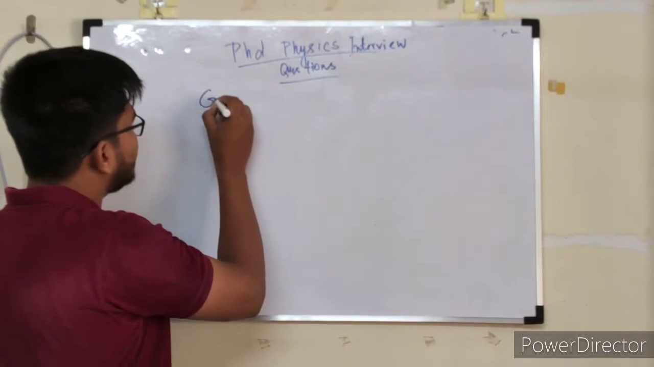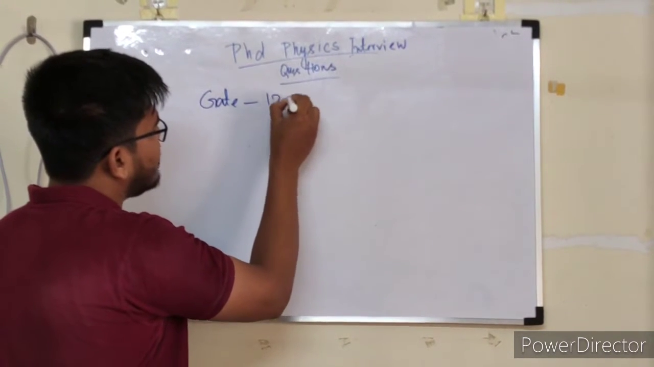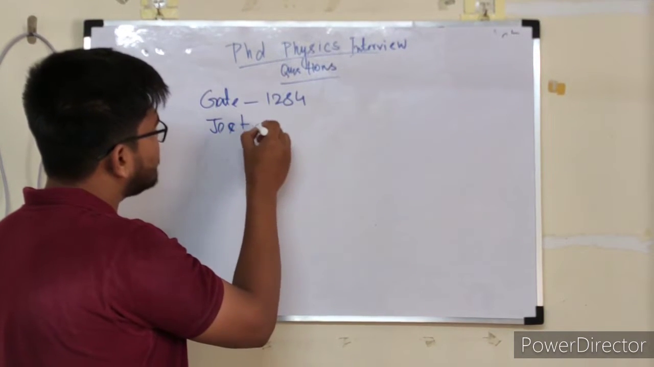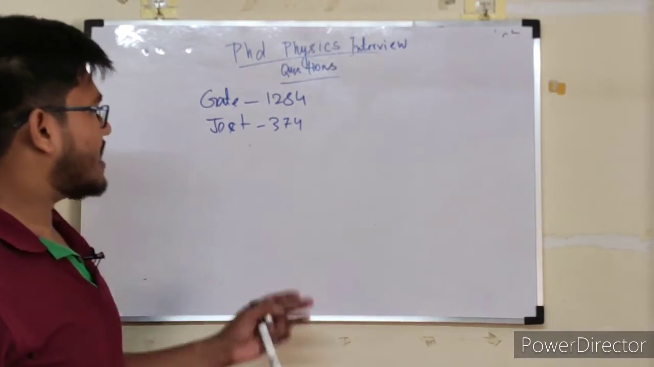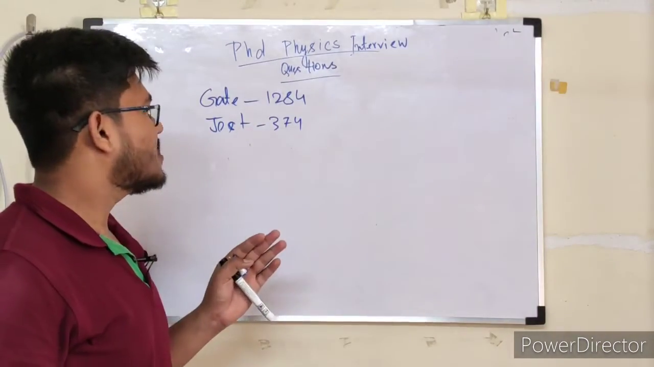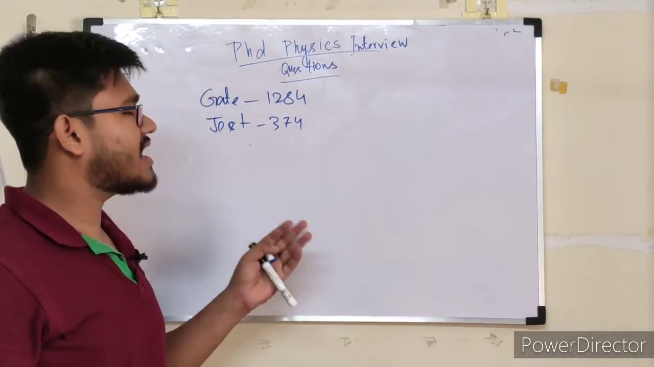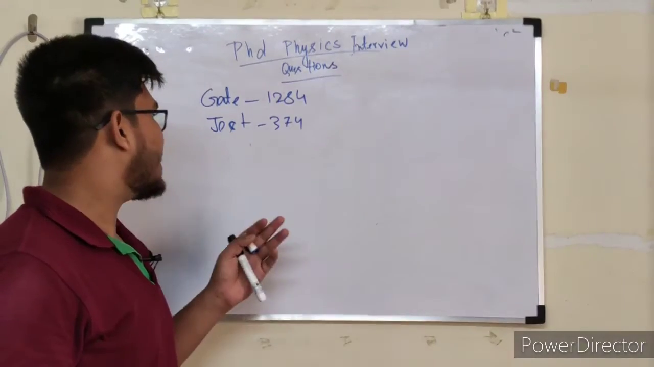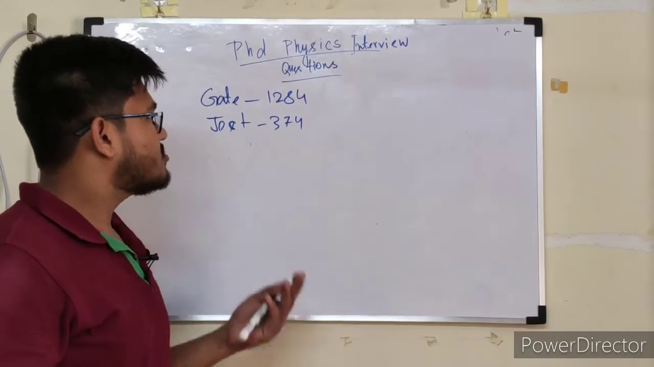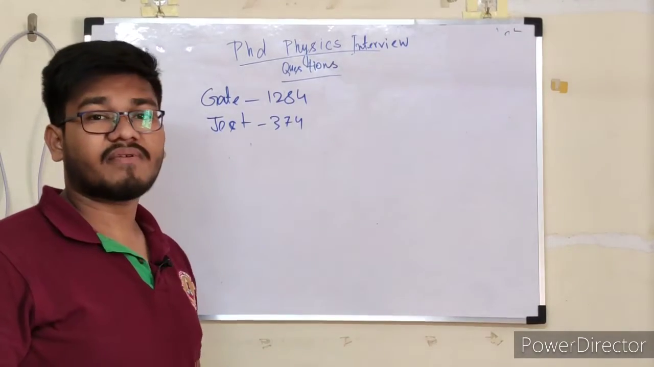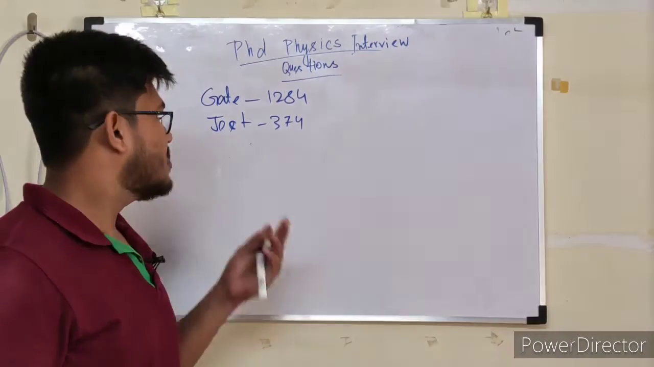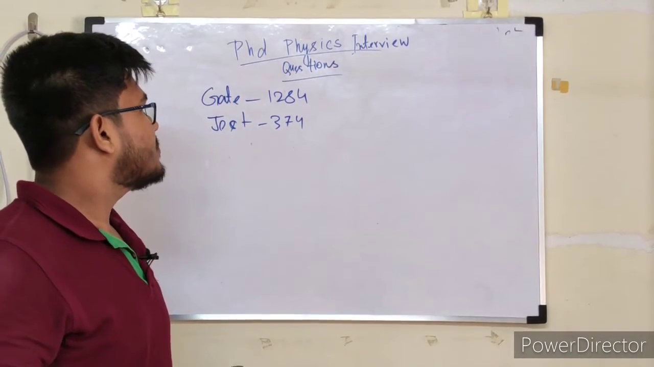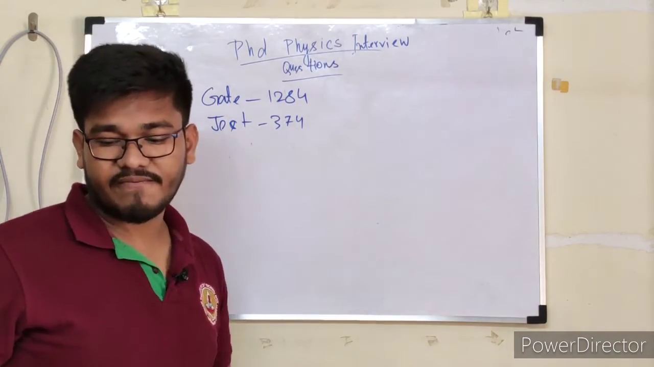I had a GATE rank, a very poor rank you can say, something around 1284, and a JEST rank of 374. As you can see, my GATE rank was really poor, but don't be upset. With this much GATE rank, you can also be called for interview at various IITs, but mostly I applied through JEST only. I also opted for GATE, and I have seen that many of my friends got interview calls up to around 1500 rank. So let's begin with the interview questions I faced last semester.